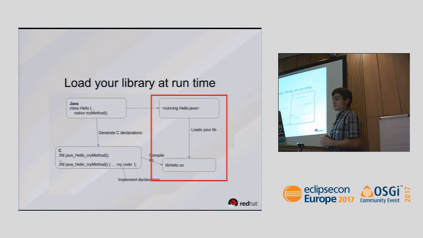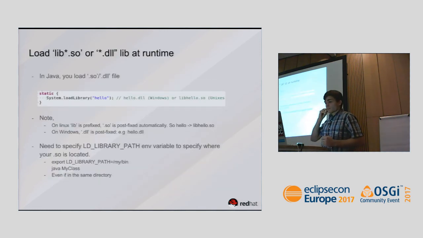So the next task is, once you run your Java application, you need to tell it where it can find that native glue code that you compiled. You have to do so even if the .so is in the same folder as your Java file. And to do so, you specify the LD library path.